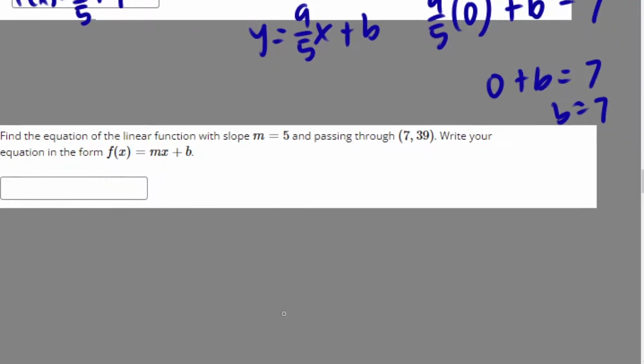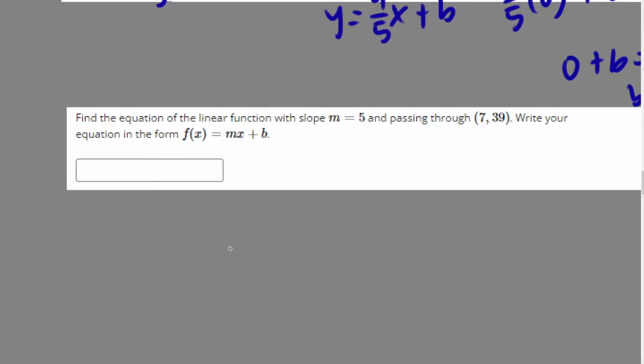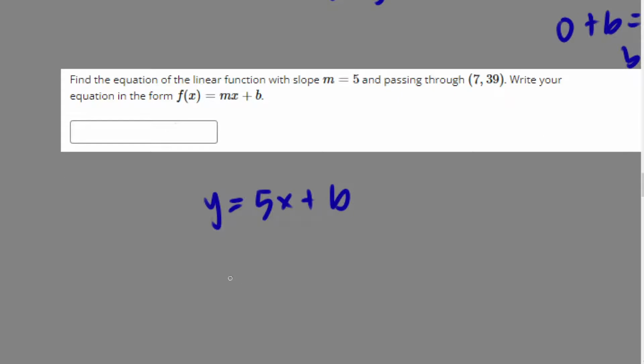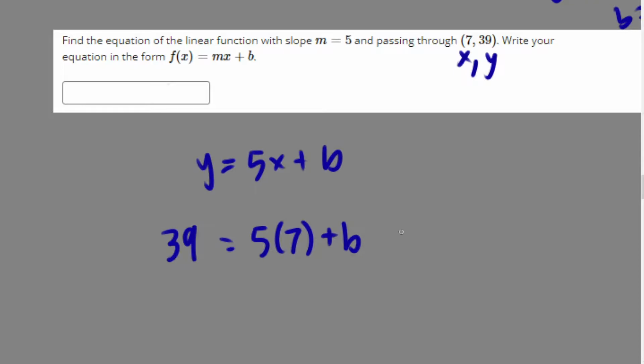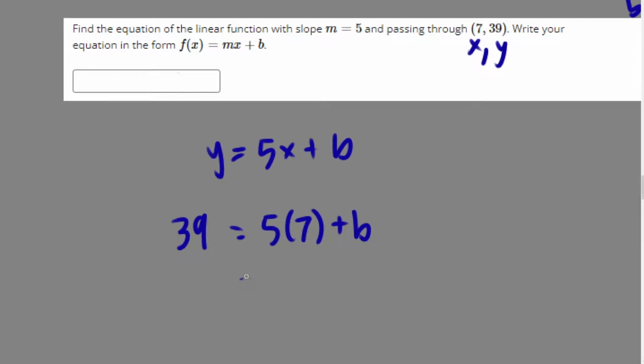So this one we have to do that other thing. We know the slope at least is 5. So we'll have, I like doing y just because it's quicker to write, y equals 5x plus b. Then we can say, okay, 5 times 7 plus b is equal to 39. We're just plugging in what it is for x and y because it's x comma y. We're just replacing things. So that gives us 39 equals 35 plus b.